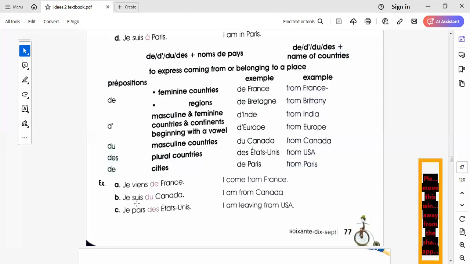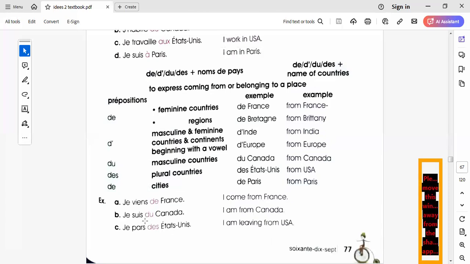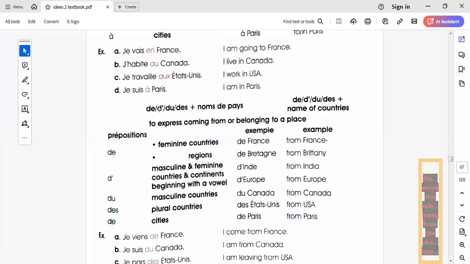With the verb être, we can use both. I am from Canada or I am in Canada. That is also correct. So in this, both answers are correct whether you are writing au or du. Je pars des États-Unis. I'm leaving from the United States of America. So whenever we have the verb partir or venir, we use these prepositions. And whenever we have the verbs aller, habiter, or travailler, we use those prepositions. This is to identify.